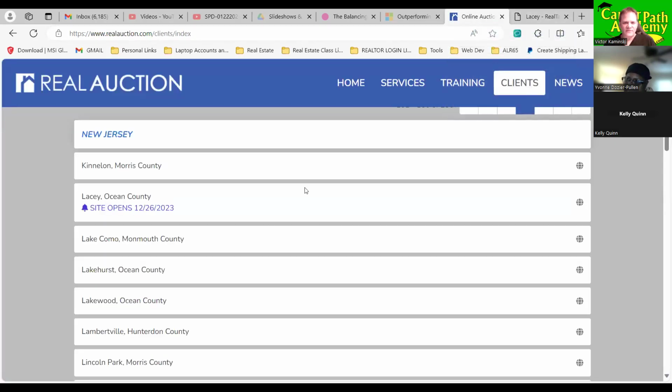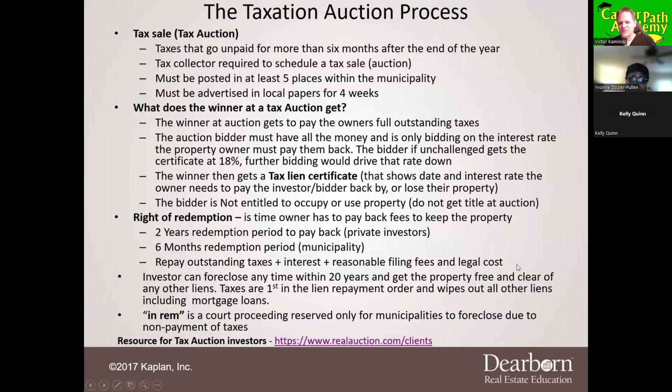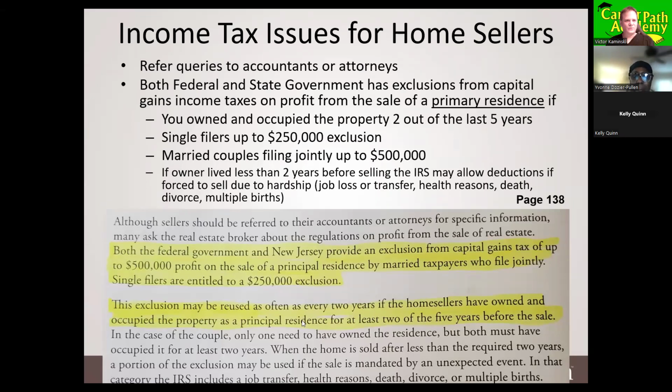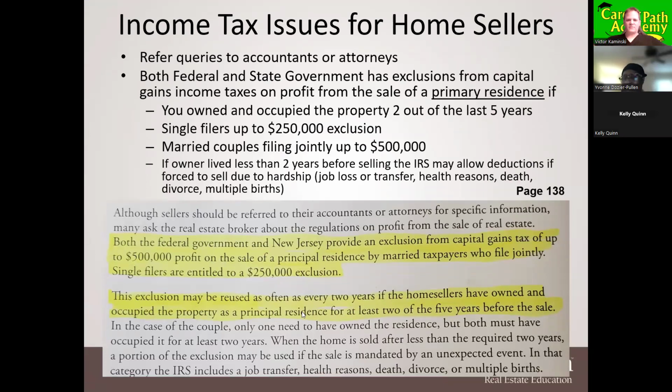Okay. Spent enough time on that, but I was showing you guys because people tend to be interested in this stuff. All right. Now, income tax. Oh, by the way, let me just share that with you again. If you did not get it, you go to realauction.com client list. Make sure you go to the tax auctions section. I'll share that with you, so you guys can take a peek, look at it there for yourselves, maybe invest a little bit in that.